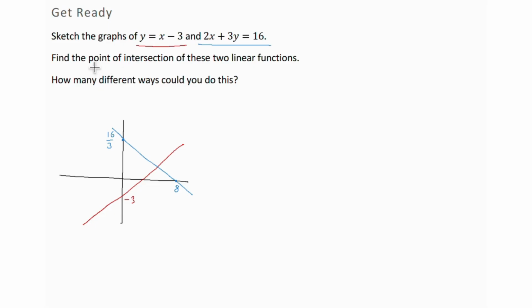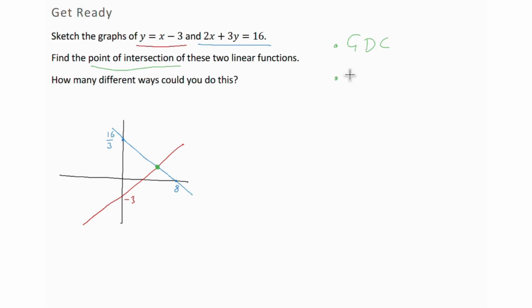Find the point of intersection of these two linear functions. How many different ways could we do this? So, first of all, if this was a calculator question, we could do this in our graphical calculator. That would be one method. We could plot these two graphs in our graphical calculator and find the point of intersection.